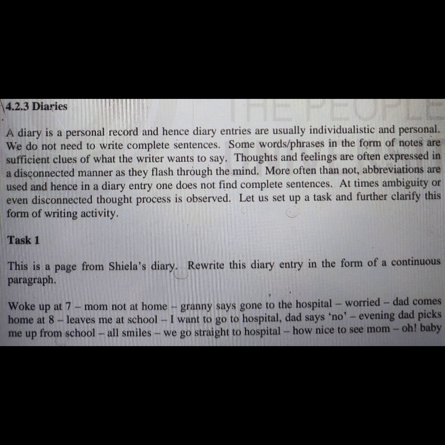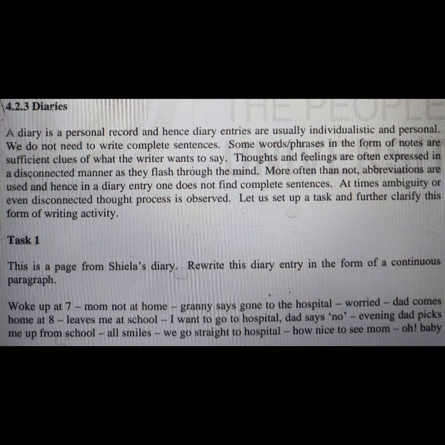Diaries. A diary is a personal record, and hence diary entries are usually individualistic and personal. We do not need to write complete sentences. Some words, phrases in the form of notes are sufficient clues of what the writer wants to say. Thoughts and feelings are often expressed in a disconnected manner as they flash through the mind. More often than not, abbreviations are used, and hence in a diary entry one does not find complete sentences. At times ambiguity or even disconnected thought process is observed.